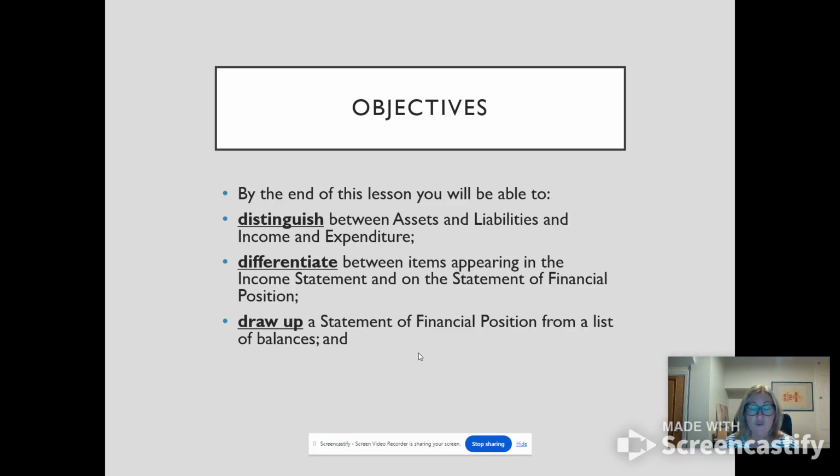I'm going to show you how to draw up a statement of financial position from a list of balances, and then hopefully by the end of all this you will be able to assemble a complete set of financial statements using a trial balance.